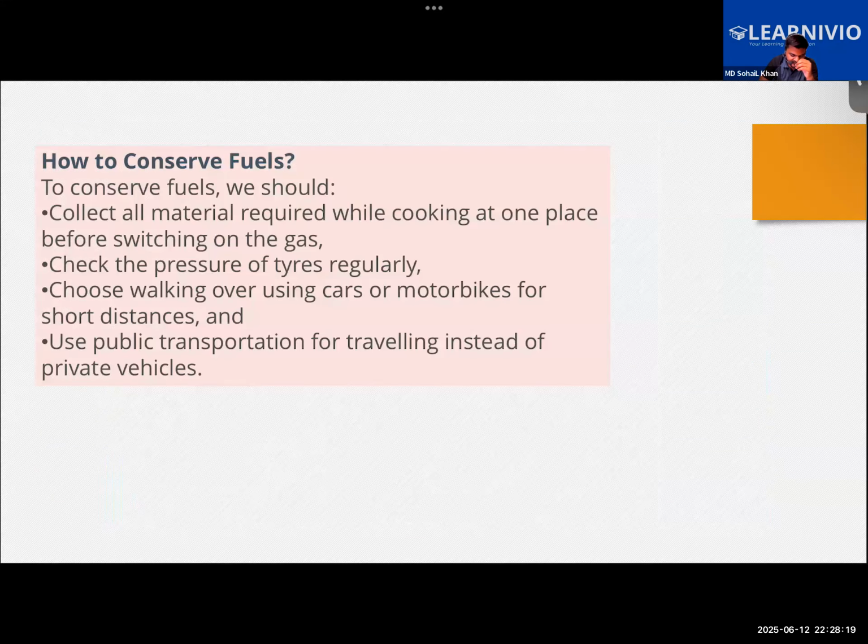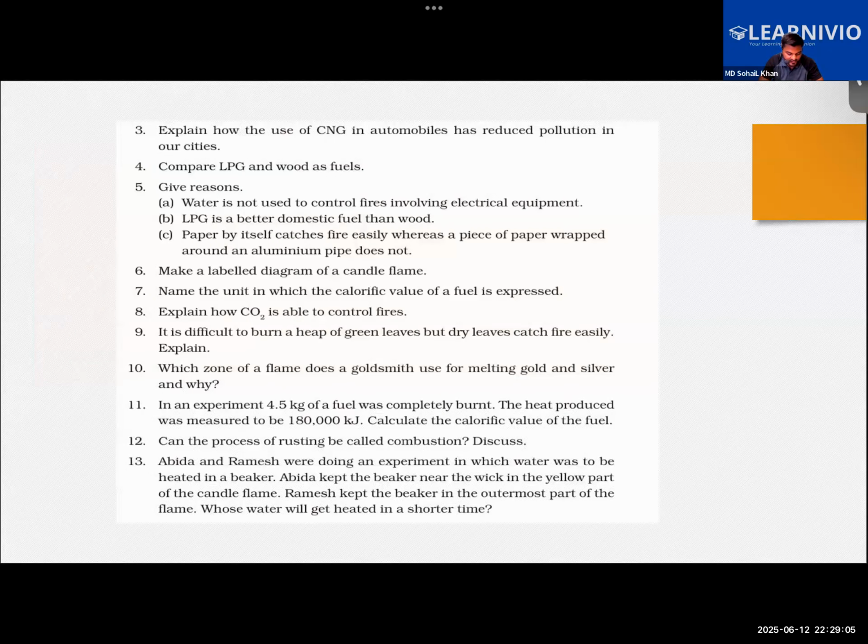One more topic, basically how to conserve the fuel, right? To conserve the fuel, we should collect all materials required while cooking at one place before switching on the gas. There are some small steps that you can take. Even if you conserve 100 grams of fuel, you have made your contribution. Check the pressure of tires regularly, because if the pressure in the tires of the vehicles is not maintained, you will have to spend extra amount of fuel to run the vehicle. Choose walking over using cars or motorbikes for short distances. Use public transportation for traveling instead of private vehicles, like take a bus, take a metro. So here we have concluded the chapter.